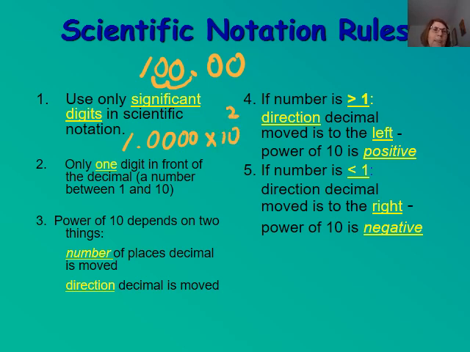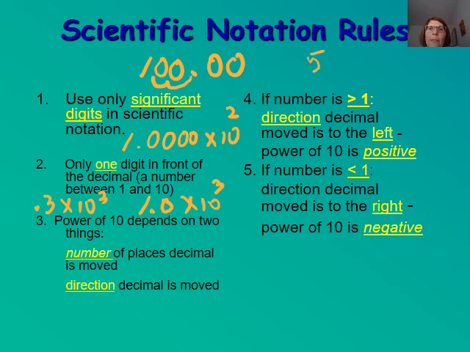You want only one digit in front of the decimal, meaning that you always want 1 point something, times 10 to the third. So it would be wrong to put something like 0.3 times 10 to the third. That would be wrong. Power of 10 depends on two things: the number of places the decimal moved and the direction the decimal moved. So in number 4, if our number is greater than 1, we move our decimal to the left and the power of 10 is positive.